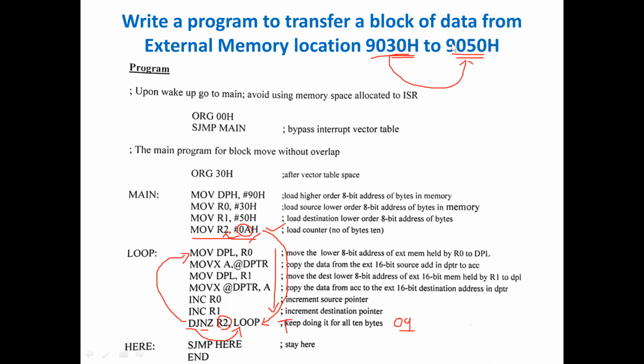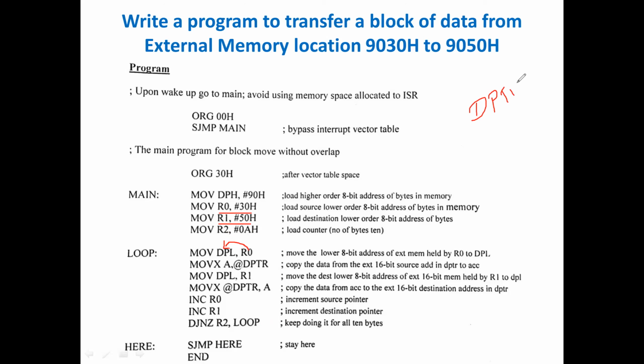Now, how is the loop framed? See, I have moved 30H into R0 and 50H into R1. Now I'm going to move 30 into DPL. After moving 30H, what will be the data in DPTR? What will the data be in DPTR?